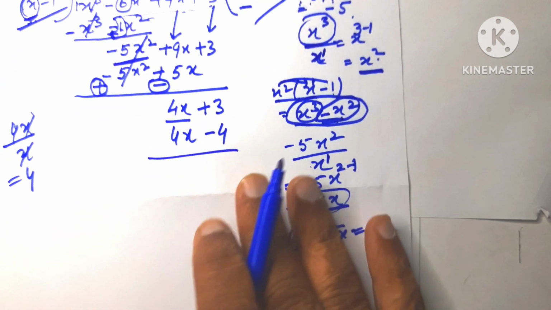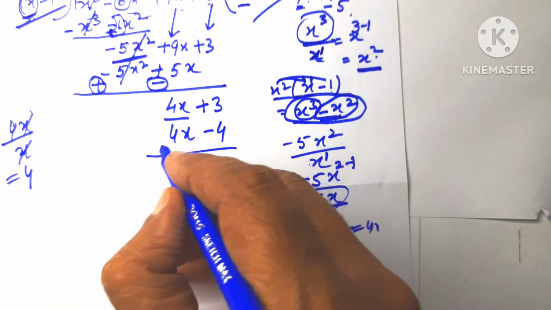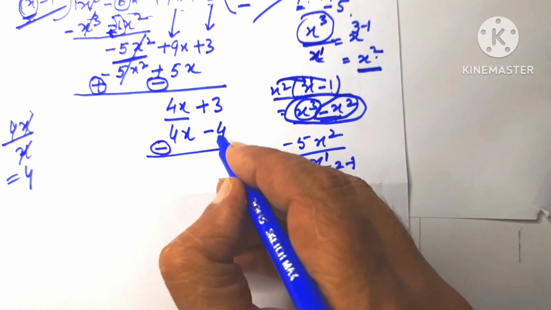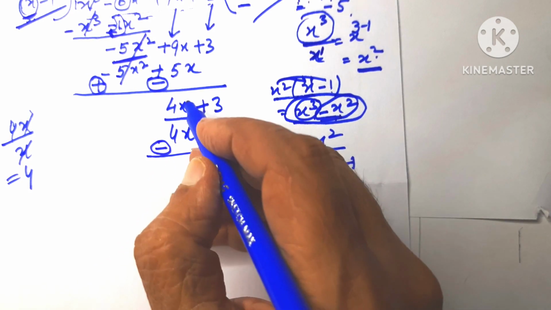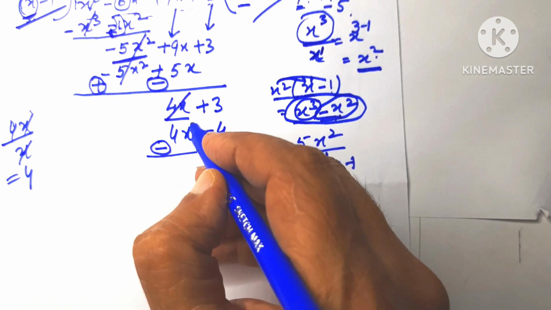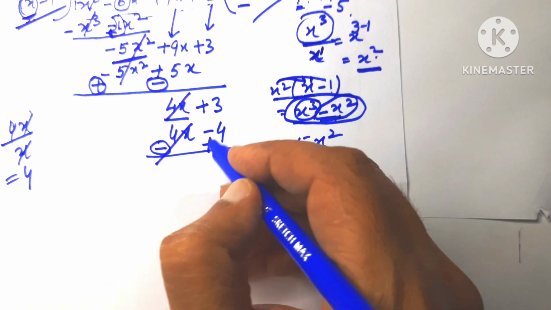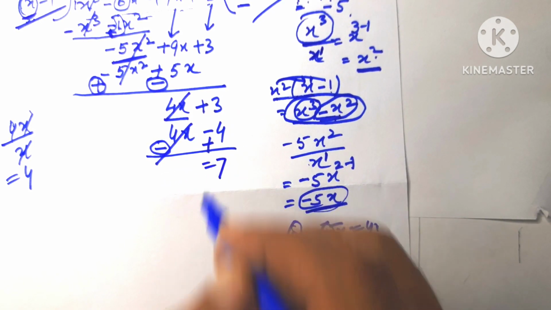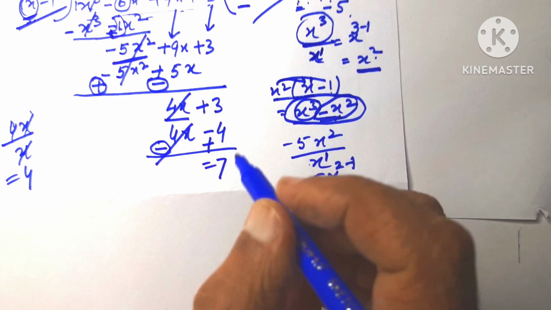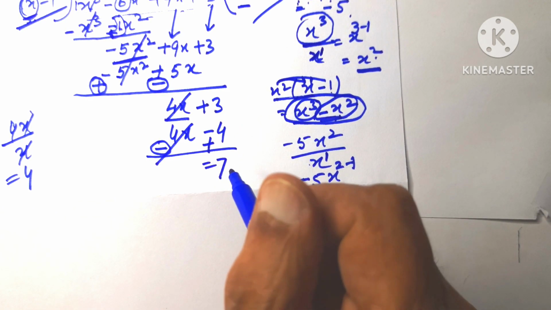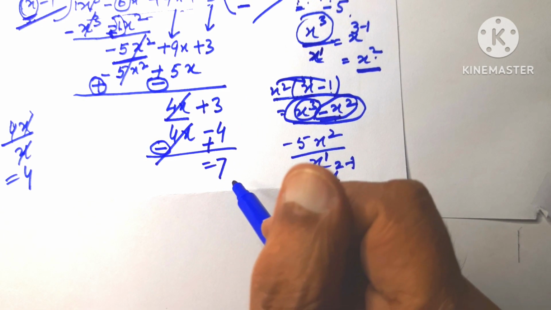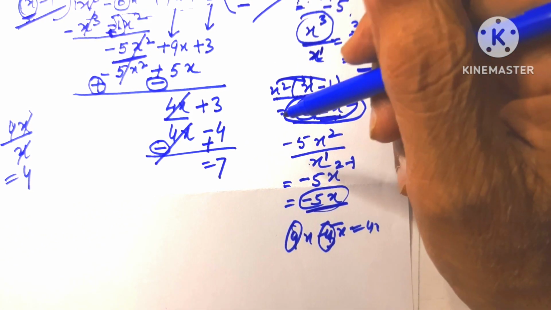Now change the sign. This is a plus, write minus. This is a minus, it becomes plus. So this plus and this minus cancel. Plus plus becomes 7. So this is how division is done. Now there are questions.